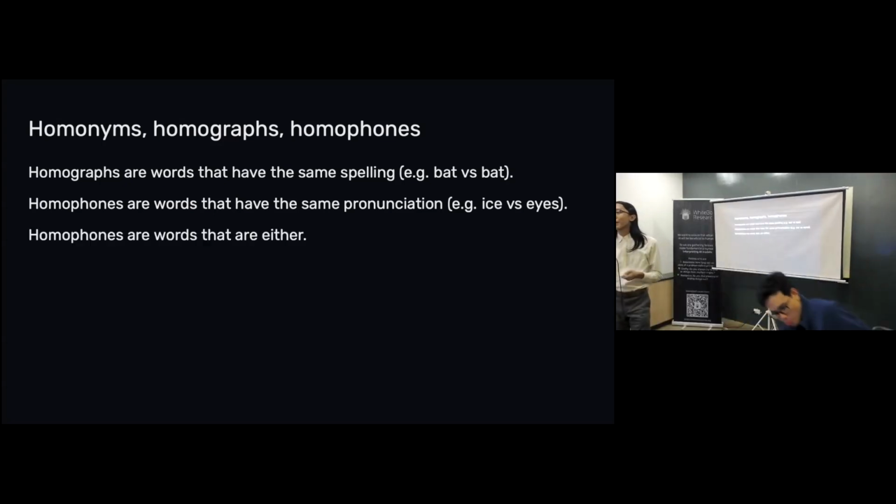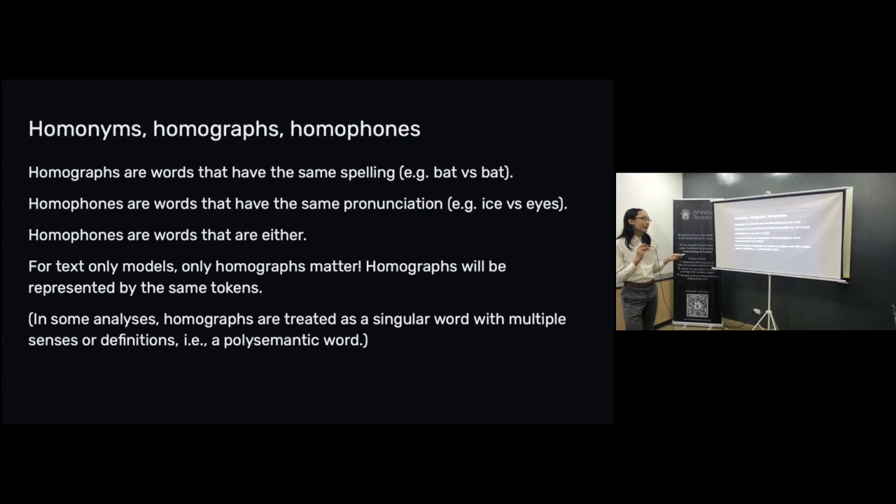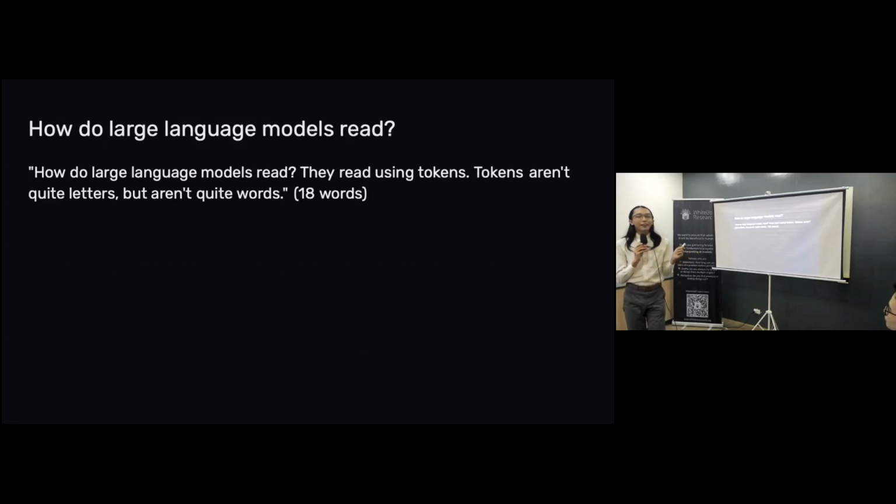And for me, since I'm working with text language models, I am concerned with homographs, right? Because they're going to be represented by the same tokens. And if you don't know what tokens are, I'll explain them in a bit. Oh, and by the way, it's kind of confusing because sometimes homographs are treated as a single word with multiple senses, like a polysemantic word. So if you see it described like that elsewhere, that's just a little note for you.